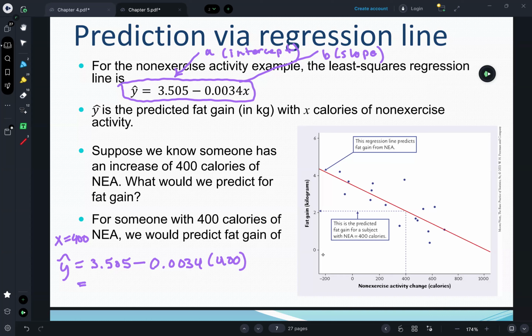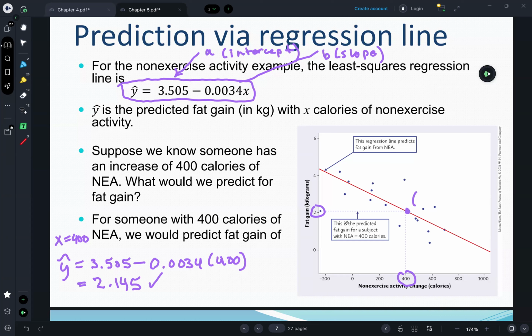So why don't we make this a clicker question? It's going to be a numeric answer. Clicker question: what do we get when we have y hat equals 3.505 subtract 0.0034 times 400? So that is 2.145. And that's where this value is right here. We put in 400 here, we output 2.145, and we get this value right here.